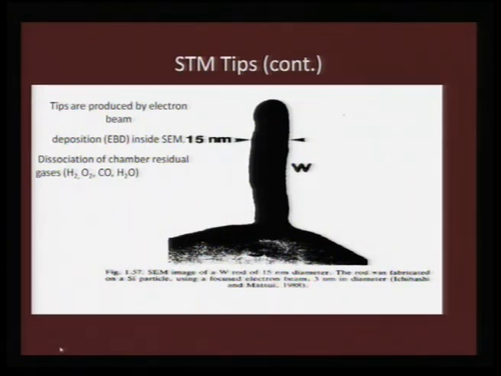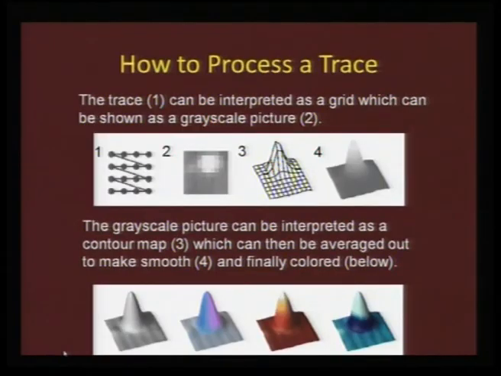This is another technique called electron beam deposition, where you can actually grow the rod on a silicon particle. You can grow a tungsten rod which is very very small, the thickness of this can be 15 nanometer. So, you can artificially grow STM tip.